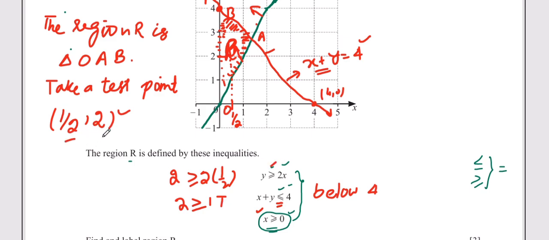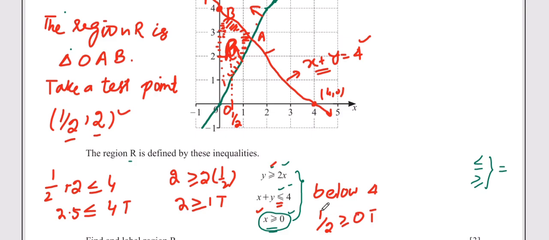Now you have to put this point in the second inequality also. This becomes 1 by 2 plus 2 less than or equal to 4. This is 2.5, which is clearly less than 4. This is also true. Lastly, here our x coordinate, that is 1 by 2, is greater than or equal to 0. This is also true. So this shows that we have correctly found the region R. So I hope now you have a clear understanding of this question.